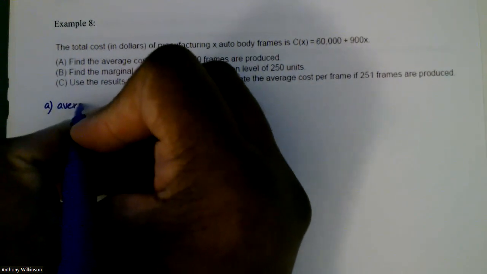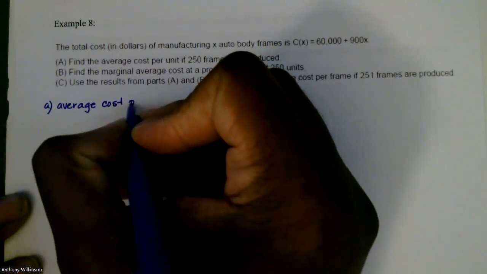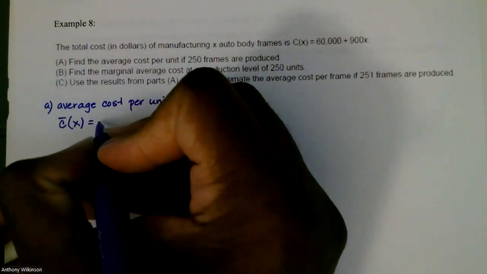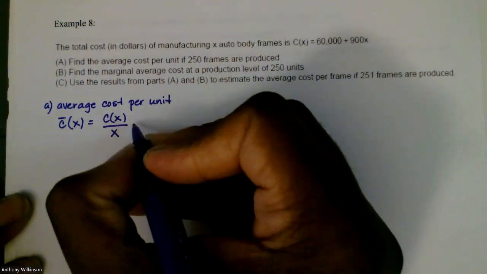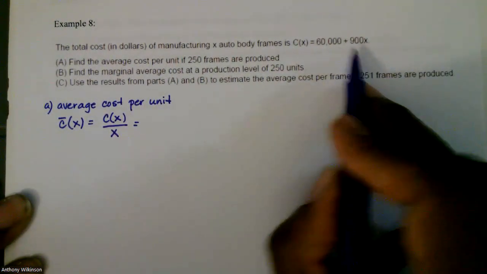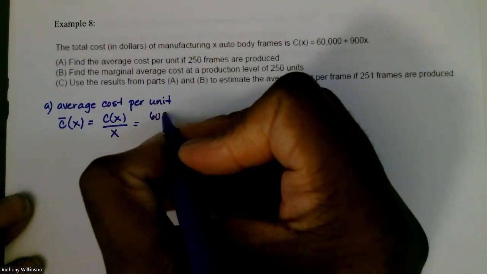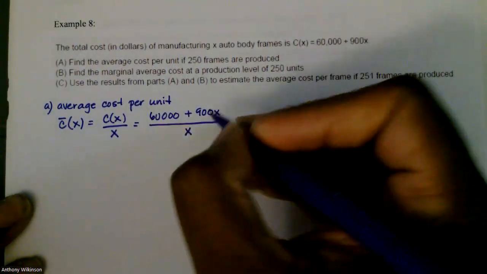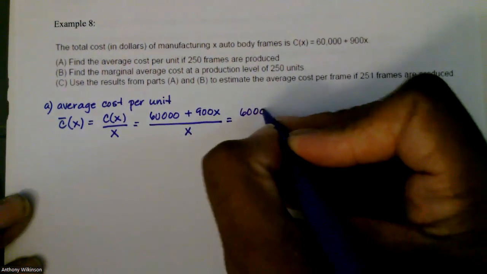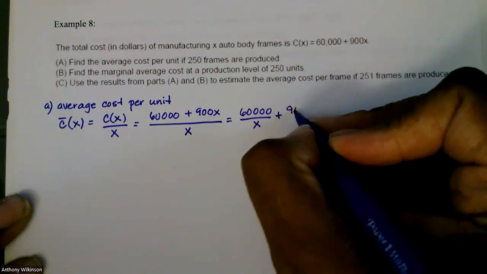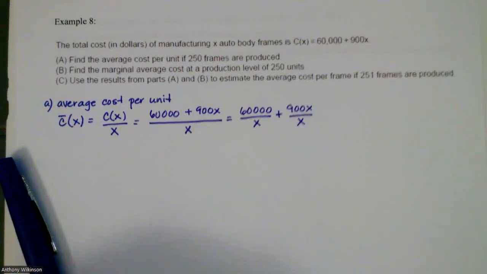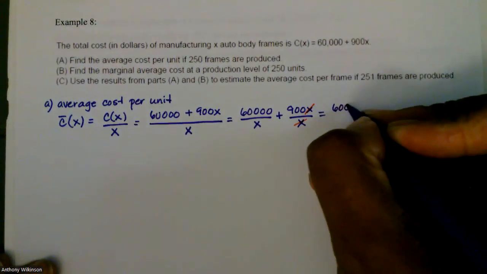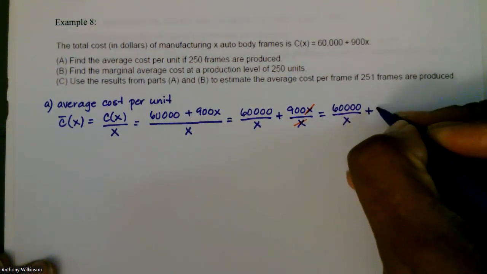I want the average cost per unit. So the average cost per unit, that's going to be C bar of X, which means I take C of X, the cost function, and divide that by X. And the cost here is 60,000 plus 900X, so it'd be 60,000 plus 900X, whole thing divided by X. If I simplify this, it's just going to be 60,000 divided by X, and if I put this up separately, 900X divided by X. Here your X's divide out. So that means I'll have 60,000 over X plus 900.